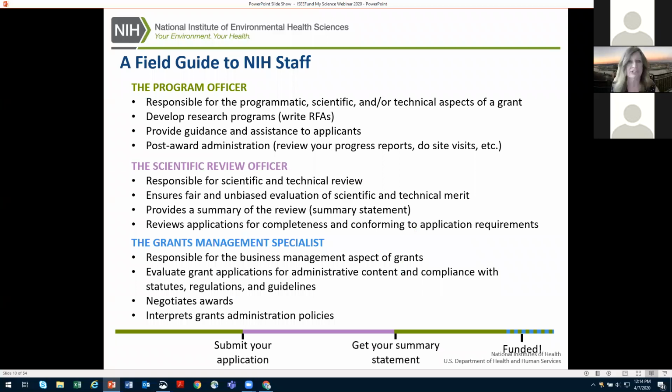So this is just like a little field guide for NIH staff. I kind of went through all this already, and you'll have this, and you can see green is who you talk to while you're submitting your application. Once it's received by the scientific review officer, they give you all the help. And then once it's after review, we take over and work with grants management to get your application funded.